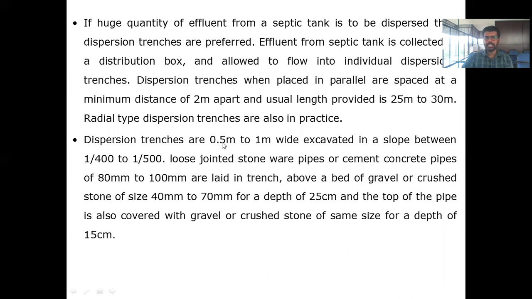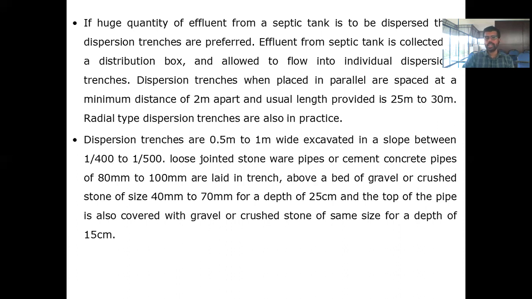So dispersion trenches are 0.5 to 1 meter wide, excavated in a slope between 1:400 to 1:500. Now, what type of pipe is being used here? Loose joint stoneware pipes or cement concrete pipes are used. Okay, so this is the material of the pipe that we'll be using for dispersion trenches, so that the water can be absorbed or percolated.